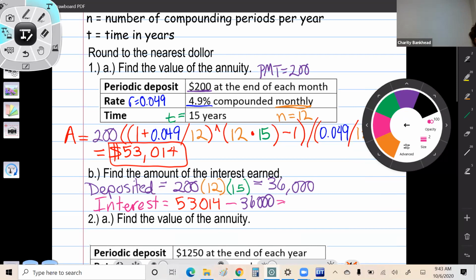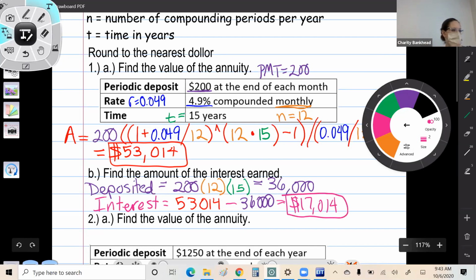So $17,014 is the interest. All right, so any questions about that?